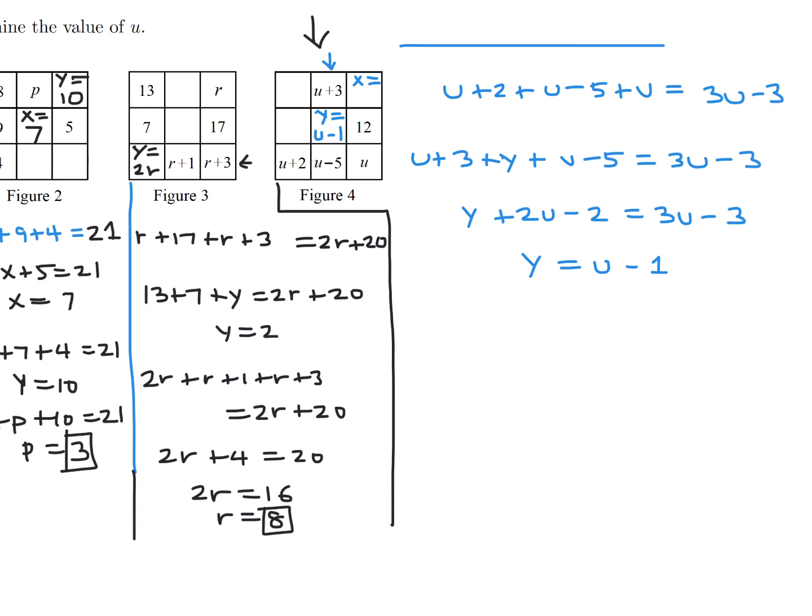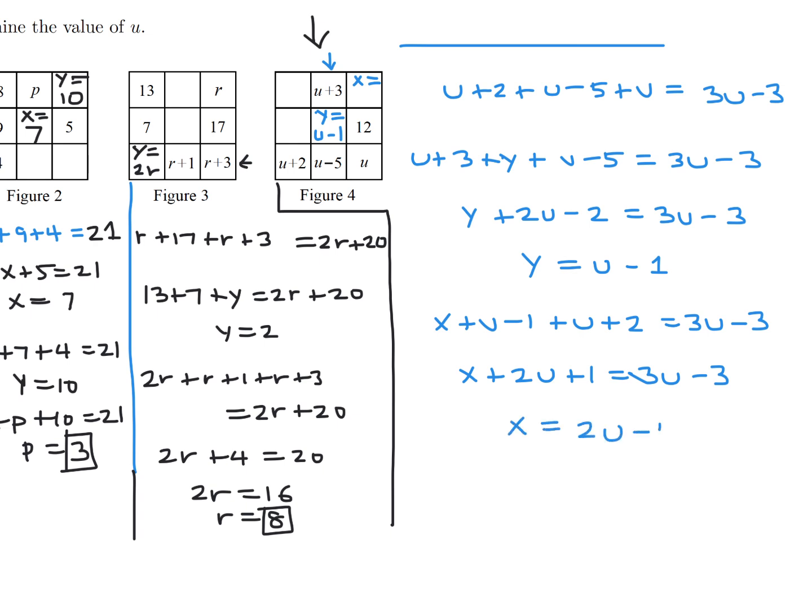And then I guess I turn my attention to the diagonal. So that's going to be x plus u minus 1 plus u plus 2. And that's going to be 3u minus 3. Okay. So that's going to be x plus 2u plus 1 equals 3u minus 3. So that means x would be 2u minus 4.